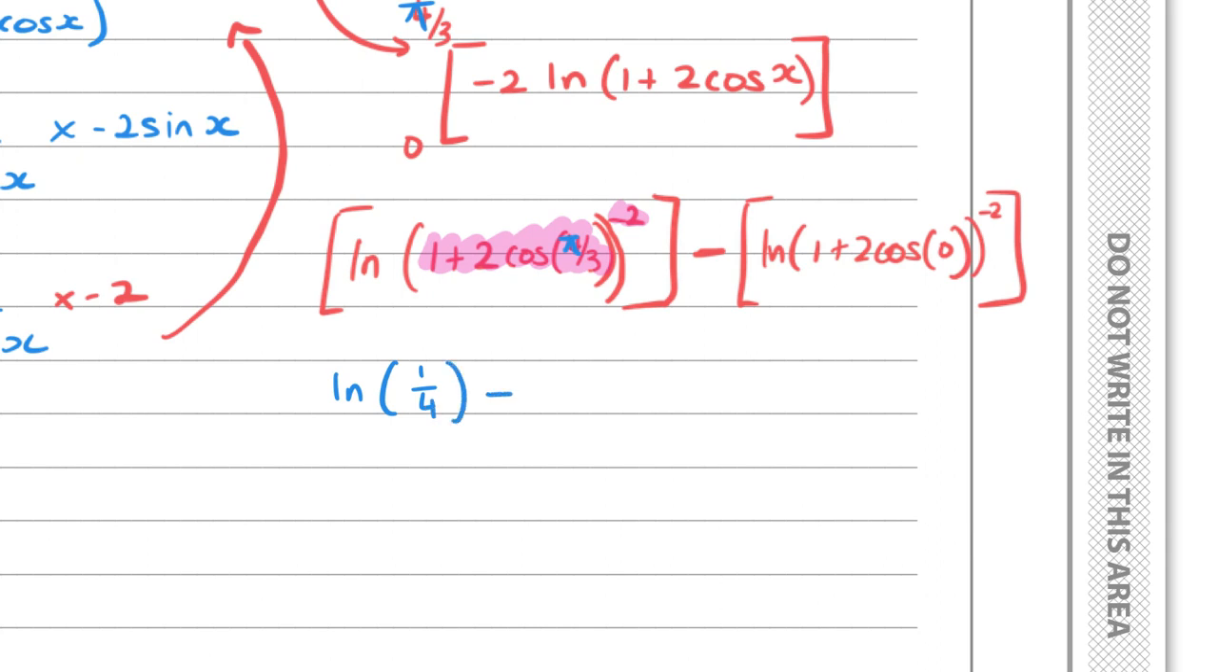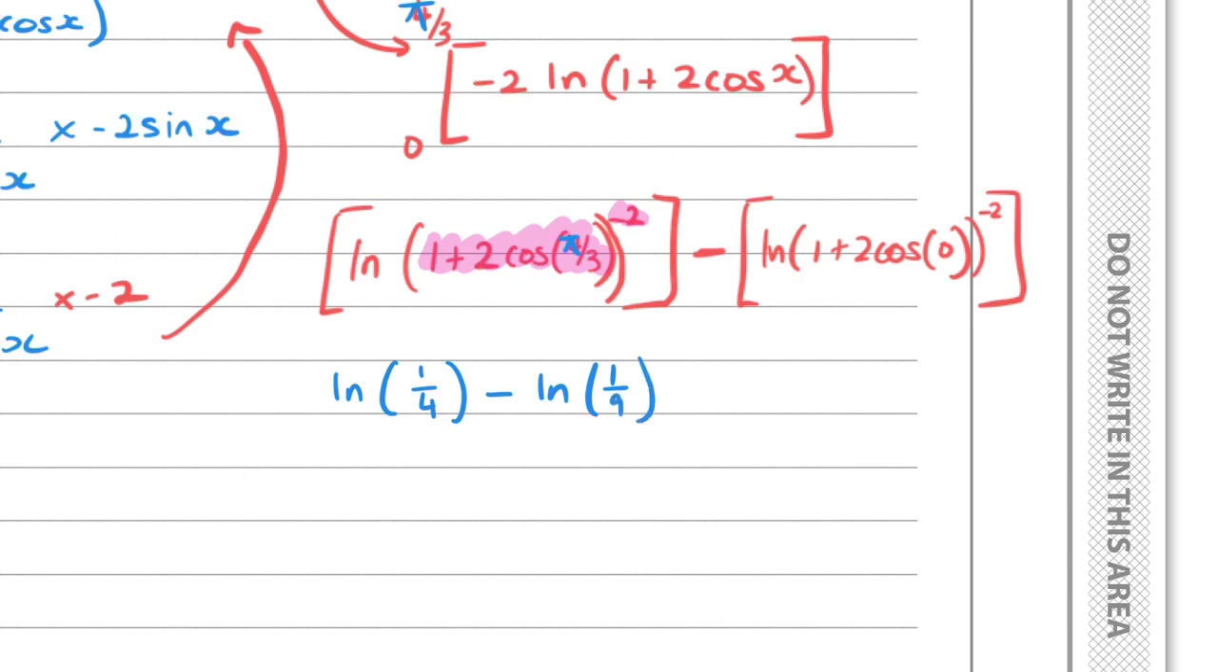And we're going to minus that from, now we know that cos of 0 is 1. So cos of 0 is 1. We're going to multiply that by 2. We're going to add 1. And then to the power of -2, we know is 1/9. So ln of 1/9.